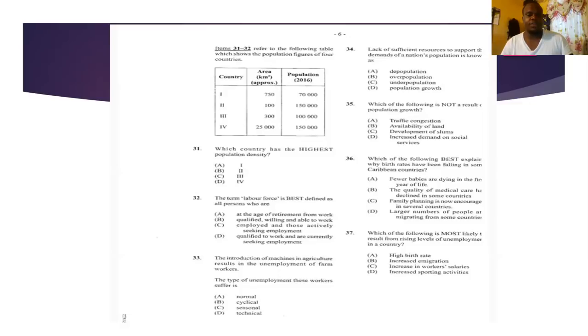Good. So 33 now. The introduction of machines in agriculture results in the unemployment of farm workers. The type of employment these workers suffer is A, normal, B, cyclical, C, seasonal, D, technical. It's technical unemployment because machines replace people. It's not normal because that's not normal. It's not cyclical where there is a cycle. The machines come and take over permanently.